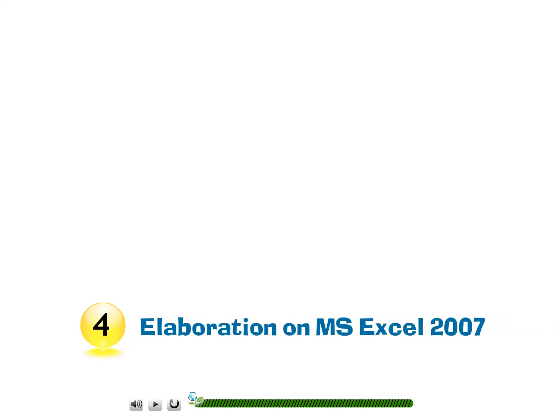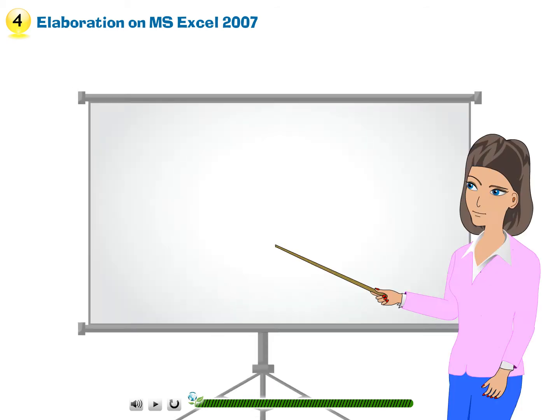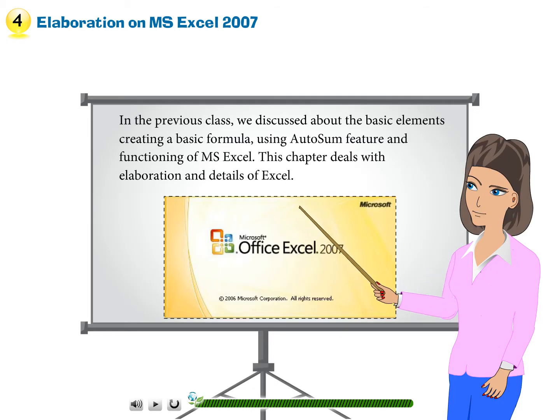Chapter 4. Elaboration on MS Excel 2007. In the previous class, we discussed the basic elements, creating basic formulas using the AutoSum feature, and functioning of MS Excel. This chapter deals with elaboration and details of Excel.